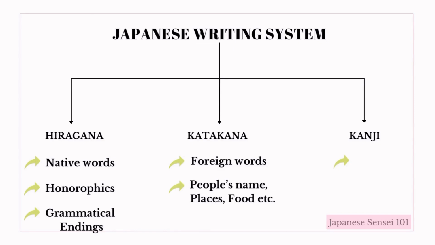Kanji, on the other hand, are logographic characters used in the Japanese writing system. Unlike hiragana and katakana, which represent syllables, kanji characters represent words or concepts. There are thousands of kanji characters, but a set of about 2,000 kanji, known as the Joyo kanji, are commonly used in modern Japanese.